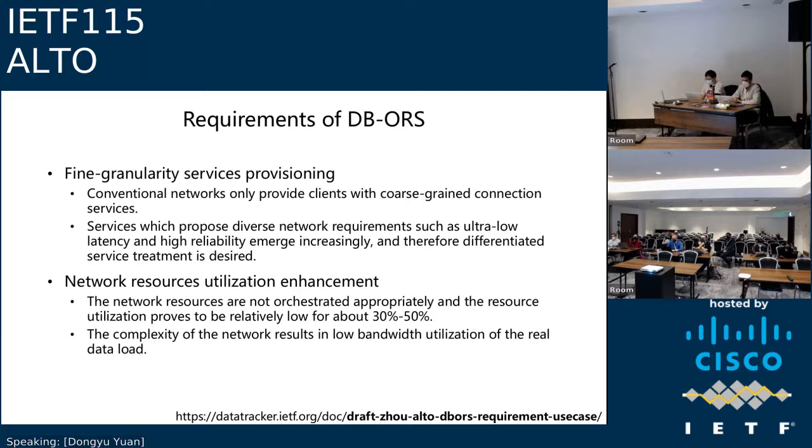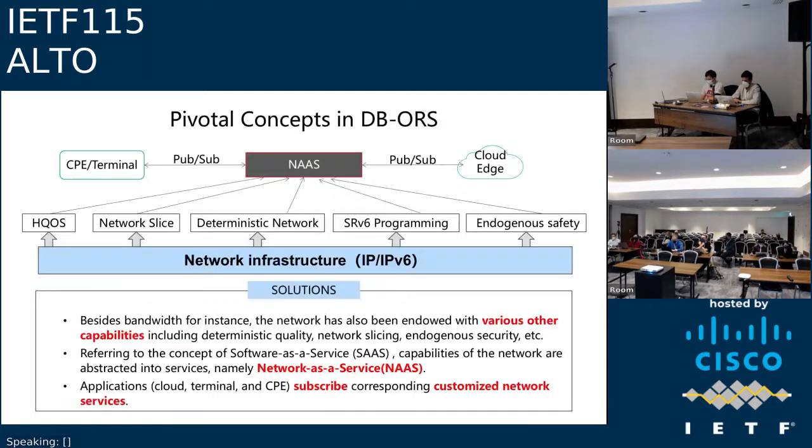So to sum up, fine granularity network services provisioning and network resources utilization enhancements are urgently required today. Next slide. Besides bandwidth, for instance, today's network has also been endowed with various other capabilities, including deterministic quality, network slicing, and endogenous security, which can be delivered as services. Referring to SaaS, the DBONet framework is proposed, aiming to practice the concept of NaaS, namely network as a service. And with the services reserved, applications, cloud, terminal, and CPE could subscribe to corresponding customized network services. Next slide, please.